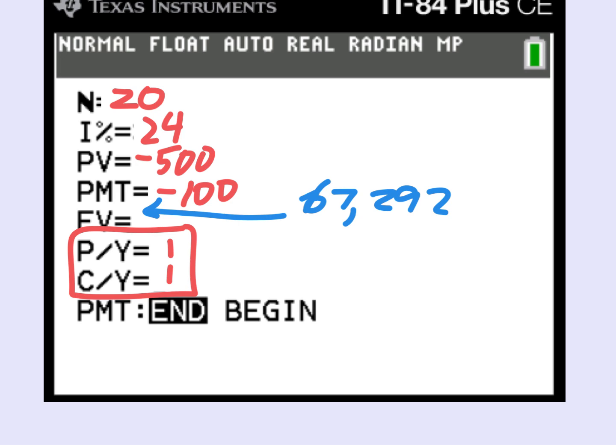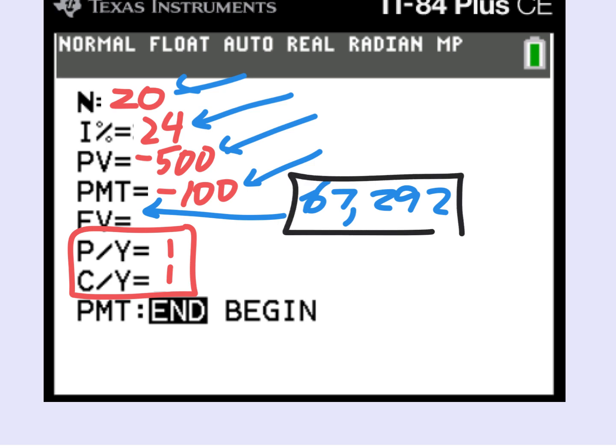All right, so 20 years, 24% interest, $500 to start with comes out of his checking, and then $100 comes out of his checking every month. Why is this one positive? Because at the end, he gets to bring that over into his checking account, and that's his big pile of money he has saved up over 20 years. All right, it only started with $500, but yet he's got 67,000 at the end. That's pretty cool. All right, so do one more.